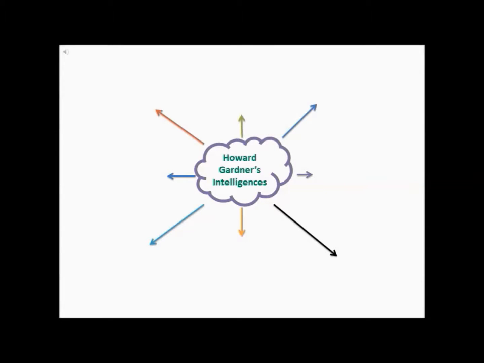Howard Gardner's multiple intelligences model is a perfect example of how all children learn differently and how teachers need to adapt to every one of these children's needs. There are 8 key intelligences within Gardner's theory.